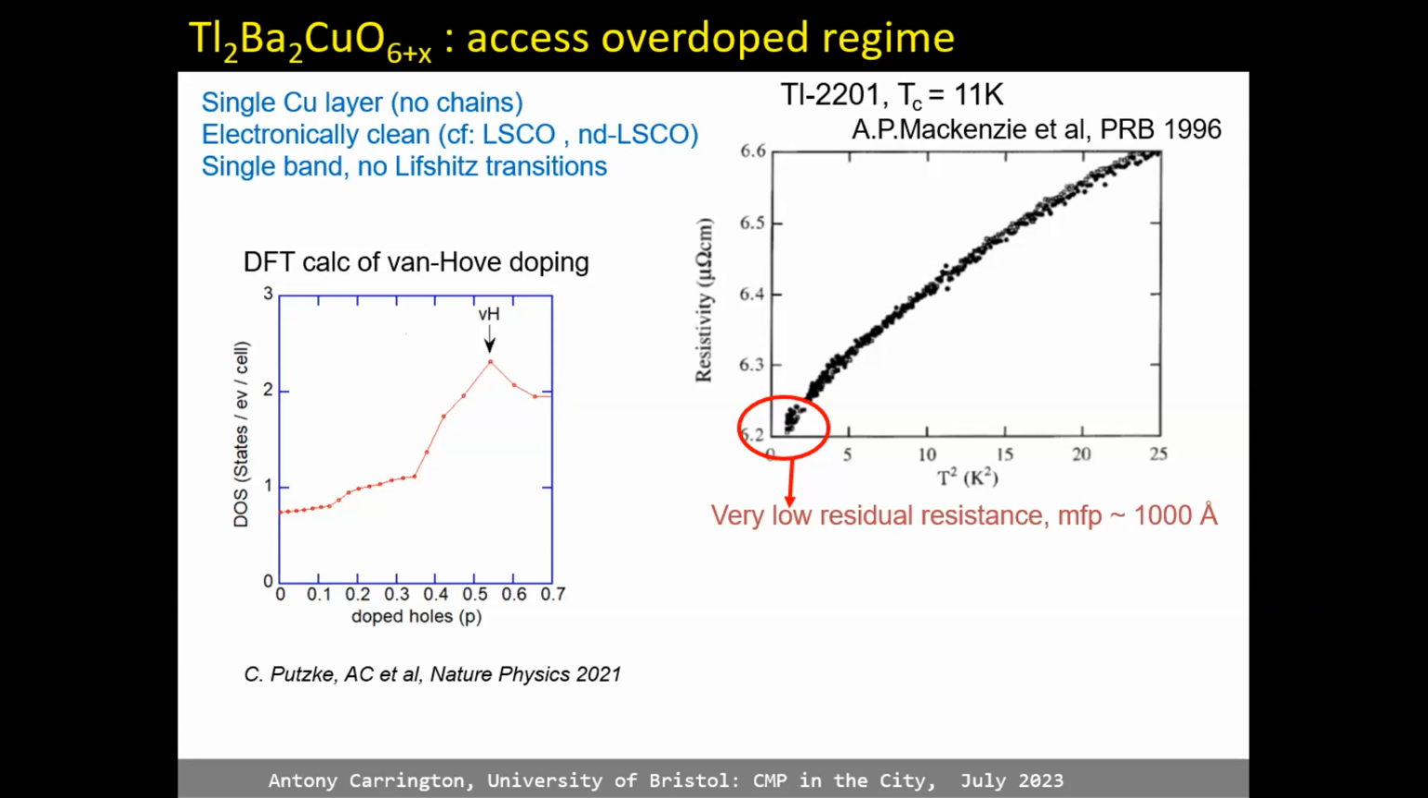So it's almost double the experimental range of doping, where you'd expect it to become electron-like. No Lifshitz transitions, and this old work by Andy Mackenzie, back in the day, shows that the residual resistivity in this material is the lowest of all cuprates. It's only about 6 micro-ohm centimeters, which implies a very large mean free path of around 1,000 angstroms.